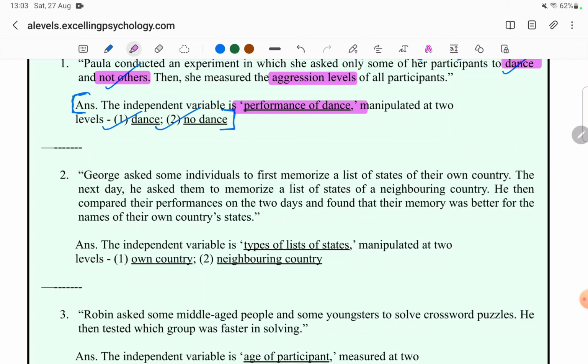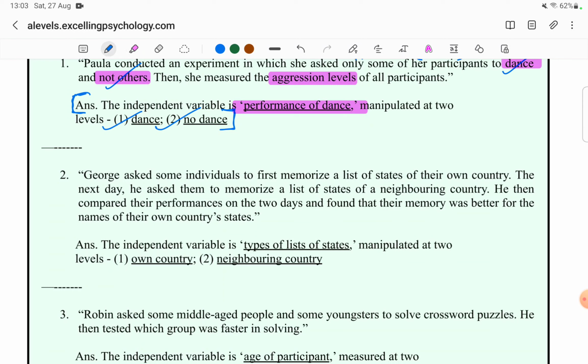George asked some individuals to first memorize a list of states of their own country. The next day he asked them to memorize a list of states of a neighboring country. He then compared their performances on the 2 days and found that their memory was better for the names of their own country's states. Why has George conducted this study? What is the purpose? He wants to see whether people remember names of states of their own countries more than names of states of a neighboring country.